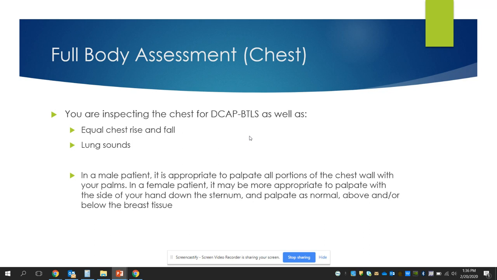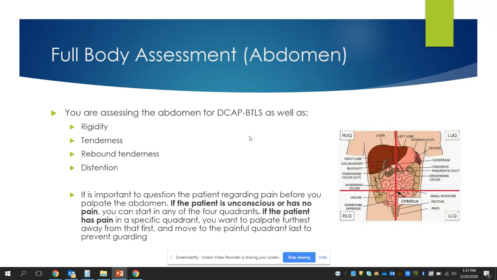As we move down to the chest, here at the chest wall, we're looking for DCAP-BTLS. We're also looking for equal chest rise and fall, and we can listen to lung sounds. If this is a male patient, it would be appropriate to palpate all portions of the chest wall with simply your palm, but in a female patient, it might be more appropriate to palpate with the side of your hand down the sternum and then palpate above and below the breast tissue. If you need to palpate it because of injury, then certainly do so, but it's just difficult to feel anything, especially if the patient does have larger breasts. So we just want to avoid unnecessary touching, but certainly if there's an injury there, you need to do that.